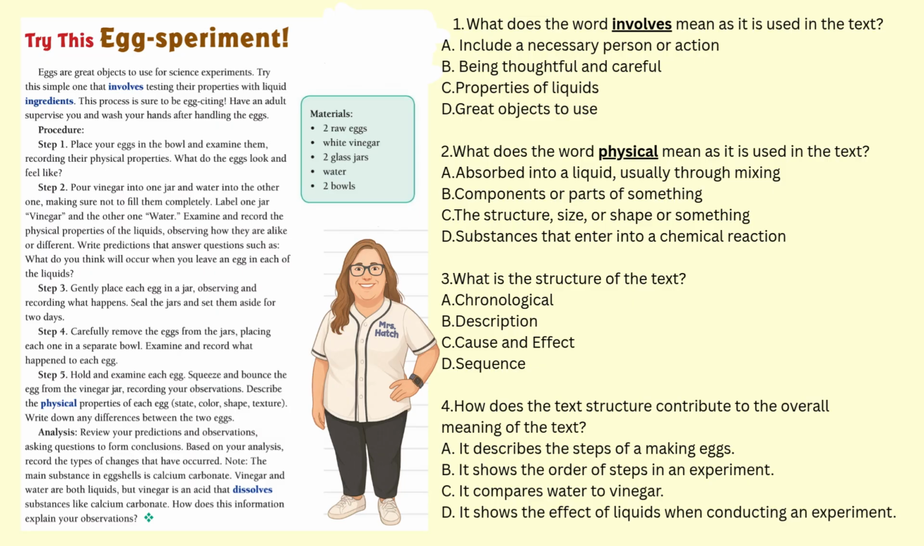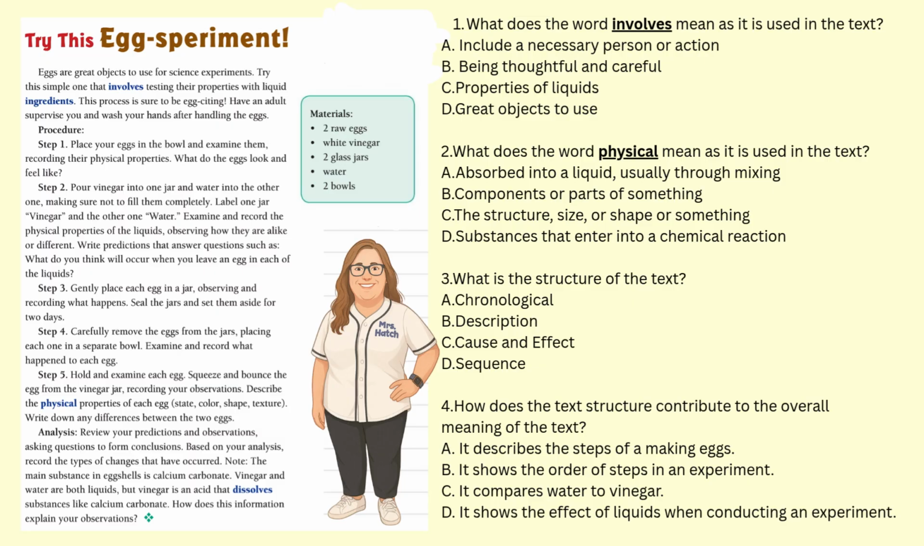Now I'm going to read through the questions. As I read through the questions, make sure that you put down your answer. What does the word involves mean as it is used in the text? So remember, it says eggs are great objects to use for science experiments. Try this simple one that involves testing their properties with liquid ingredients. So which one does that word involves mean?